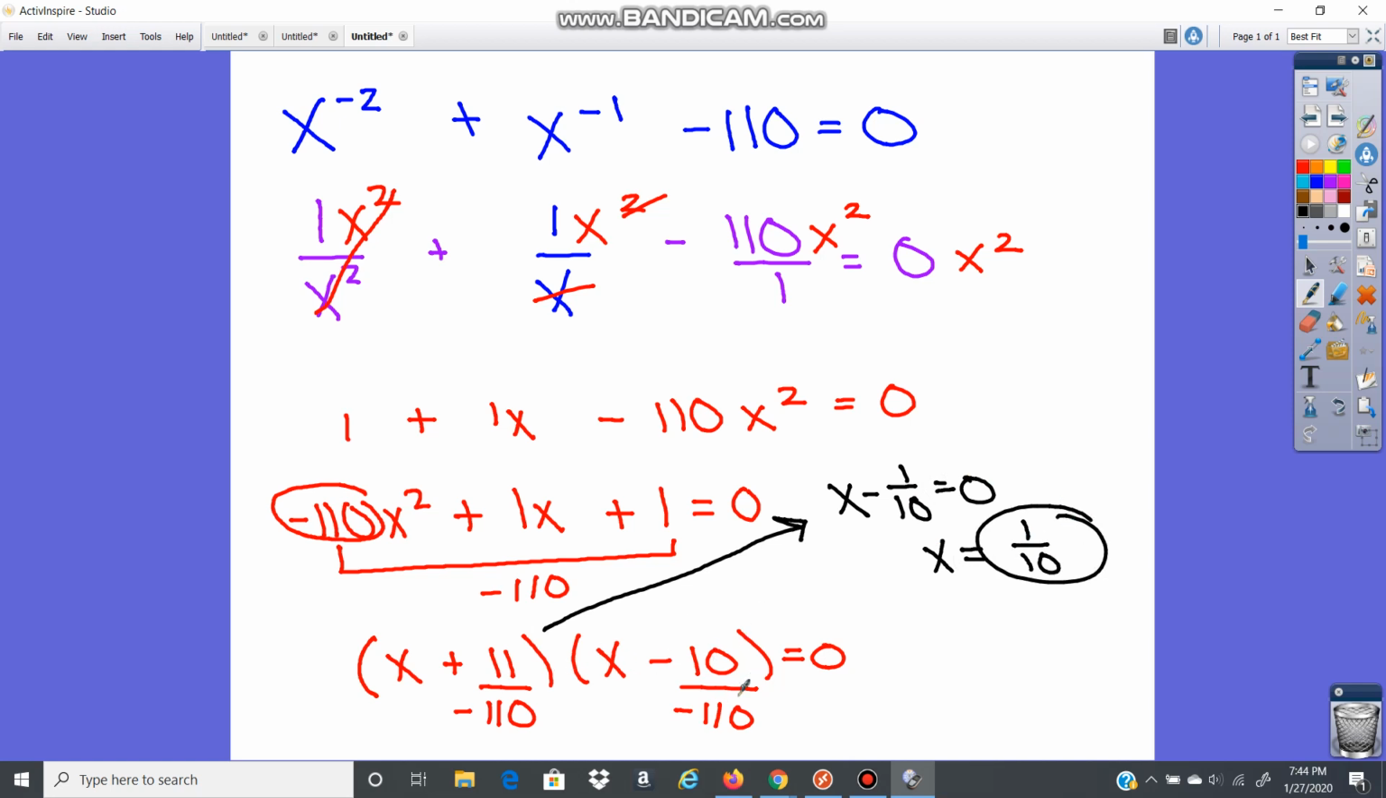And then here, that's going to cross out that there, and then the negative negative will make that plus. So that's going to be x plus 1/11 equals 0, which will then give us an x value of x equals negative 1/11.